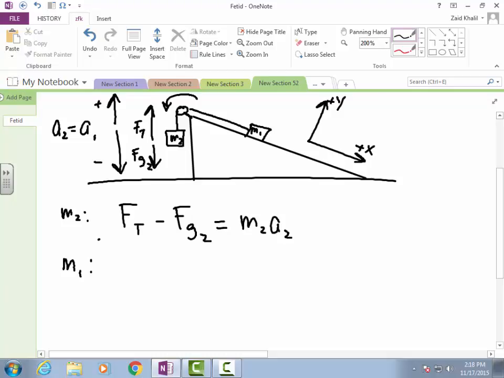Forces on M1? So let's be a little bit careful. Fg, where's Fg pointing? Straight down. What else? Normal force is that way. What else? Friction is down the plane. What else? Tension is up the plane.